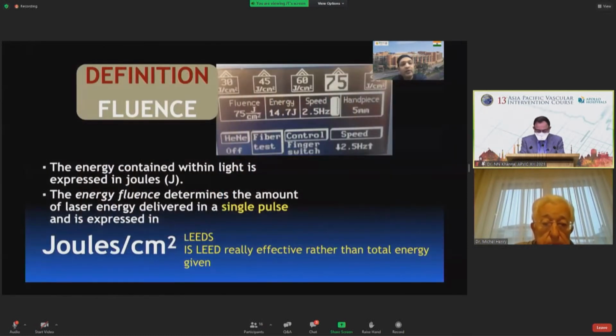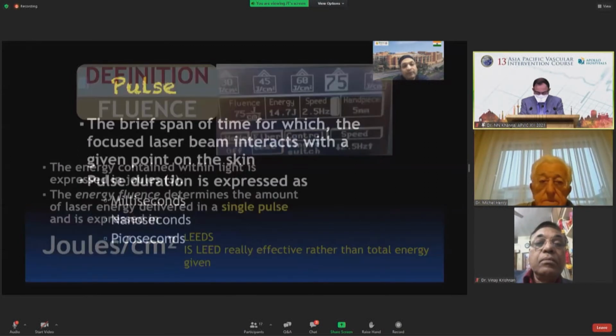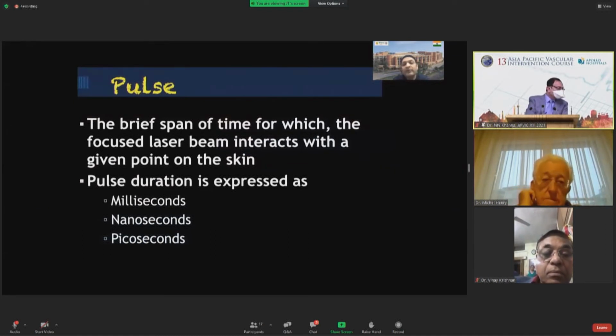The fluence is the joules per centimeter. So how much energy you're going to give per centimeter is the consideration. And these joules are calculated by how many watts you are giving over how much time. Then per centimeter will give you the fluence. That means in a centimeter of vein, how much energy you are giving to a particular segment to burn the vein. The pulse, as I told you, is a brief span of time when the laser is given. It can be expressed in milliseconds, nano, or pico.